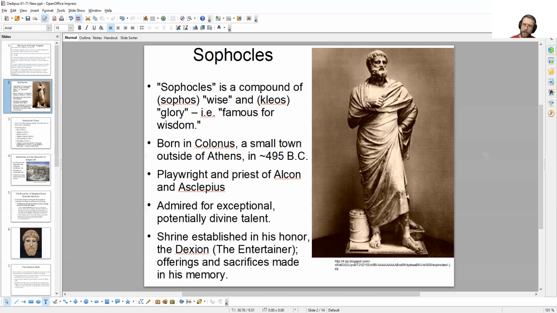The admiration that was levied towards Sophocles was immense, and many believed him to be gifted with a kind of preternatural or even supernatural capability and talent. As a result, shrines were established in his honor. So sacrifices were made to his memory after his death.